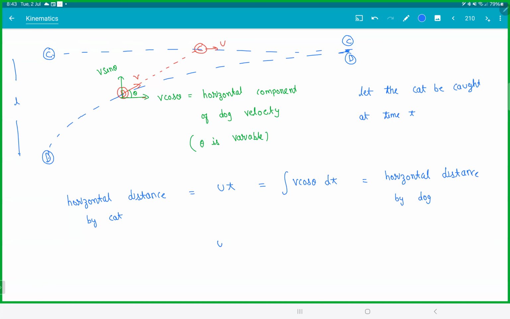This is my first equation. Ut is equal to v, which is constant, integral cos theta dt. Now we are stuck. I don't know theta, I don't know dt. I don't know how to solve that integral. This is step one. Generally, when you see a question like this, this is the way to do it. The second part: now I need to do something to eliminate that cos theta dt. Any doubts on this page, please ask me.